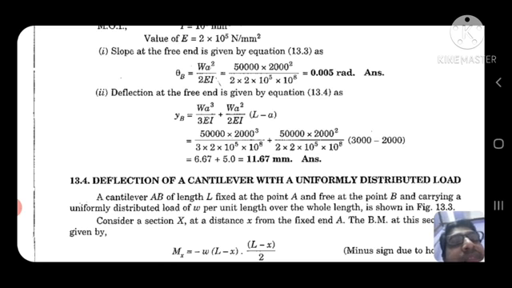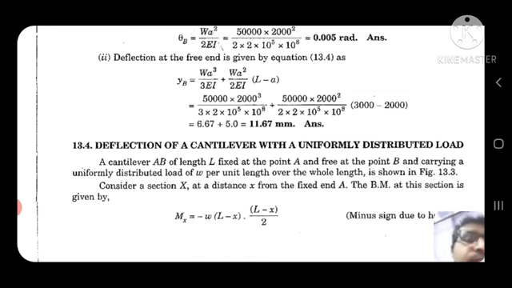So deflection at the free end is given by the equation YB, that is equal to W a cube by 3 EI plus W a square by 2 EI into (L minus a). So 50,000 into 2000 cube divided by 3 into 2 into 10 to the power 5 into 10 to the power 8, plus 50,000 into 2000 square divided by 2 into 2 into 10 to the power 5 into 10 to the power 8, into (3000 minus 2000). So 6.67 plus 5. So that is equal to 11.67 millimeter.